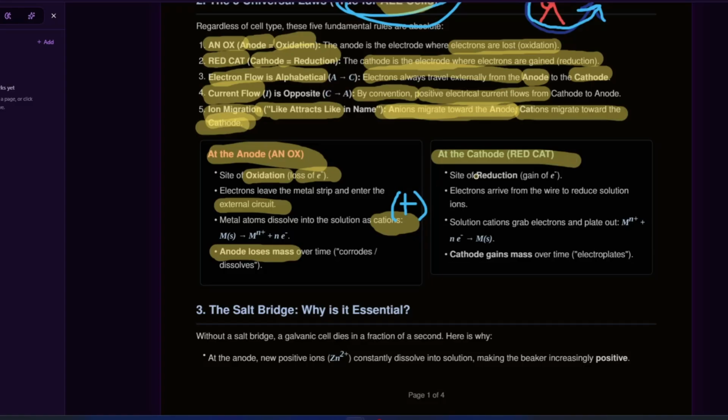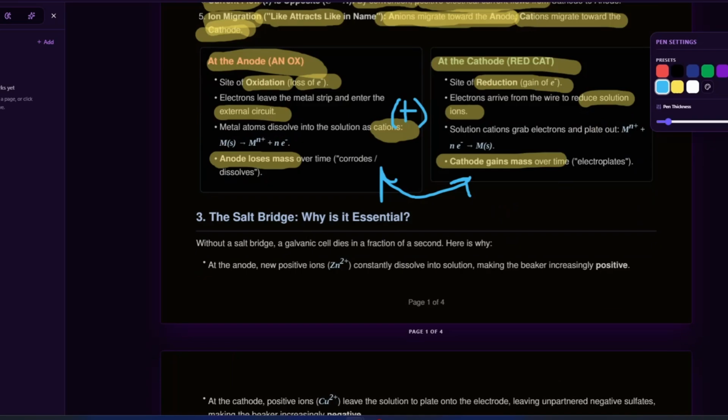The cathode is the site of reduction, where there's a gain of electrons. Electrons arrive from the wire to reduce solution ions. Solution cations grab electrons and plate out. The cathode gains mass over time. So you can just think of them as polar opposites. That will help you to memorize as well.